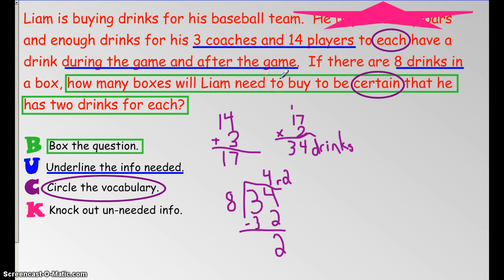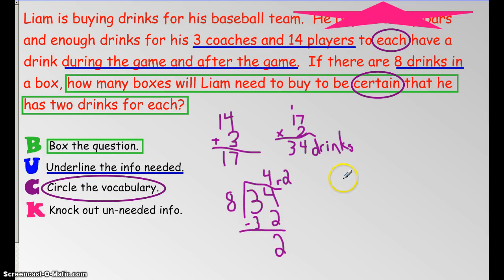Let's see, how many boxes will Liam need to buy? Can we go to Kroger and say, yes, I need 4 remainder 2 boxes of Capri Sun? No way, that worker would look at us like we were crazy. So what do we have to do? Decide. Do we use our remainder and round up, or can I leave it off? Well, I know if I buy 4 boxes, 4 times 8 is 32, so 2 drinks will be left off.